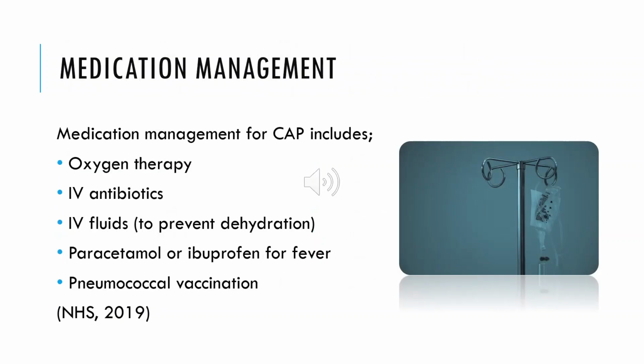Medication management for community-acquired pneumonia includes oxygen therapy, IV antibiotics, IV fluids to prevent dehydration, paracetamol or ibuprofen for fever, and pneumococcal vaccinations.